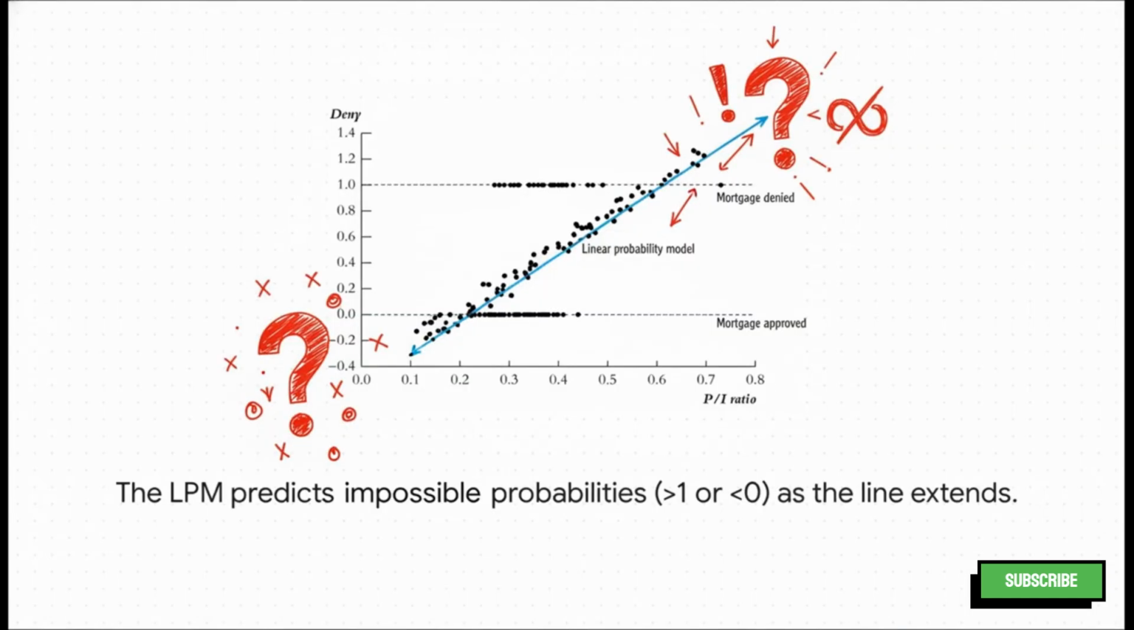And this graph just lays the problem bare. All our actual data points are either down at 0 for approved or up at 1 for denied. But look at that blue line, our LPM. Way over on the right, it's predicting probabilities greater than 1. And on the left, it's predicting probabilities less than 0. These aren't just wrong, they're literally impossible.